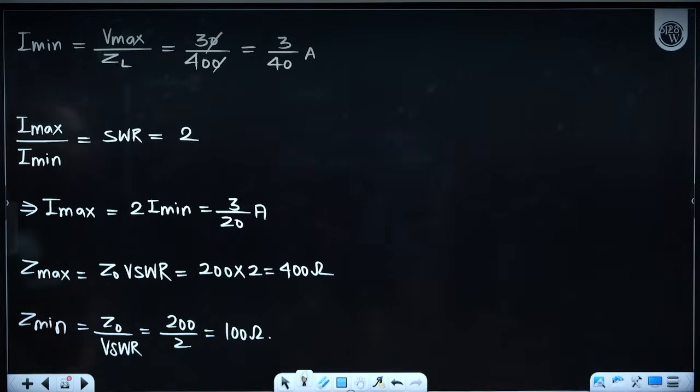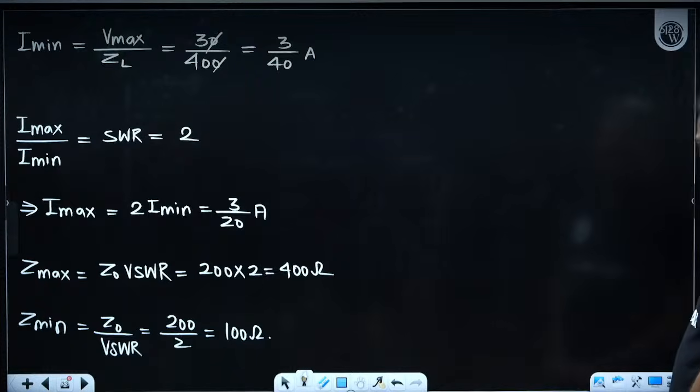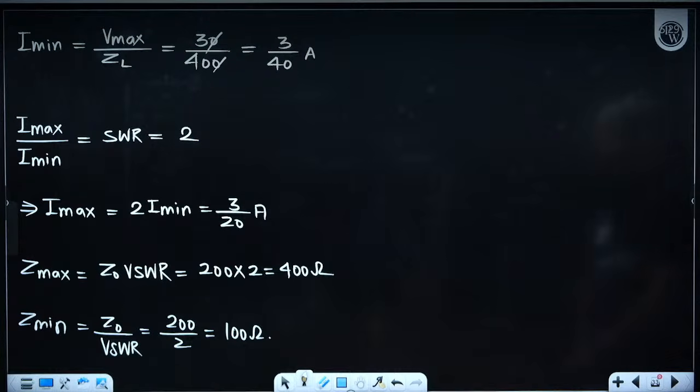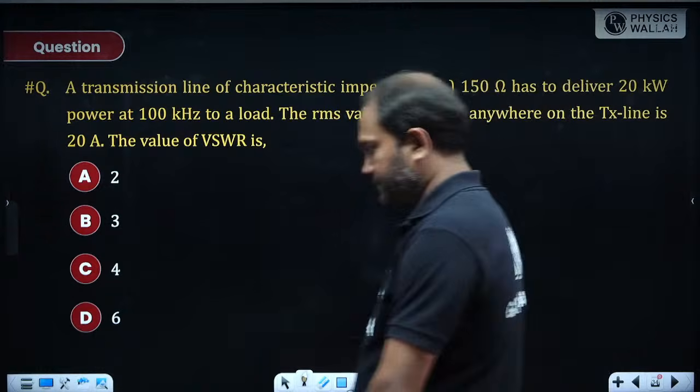You can calculate Imax, Imin, Zmax, Zmin, everything you can calculate. So this is the answer. So Vmax, Vmin we have calculated, Imax, Imin we have calculated, and Zmax, Zmin we have calculated.